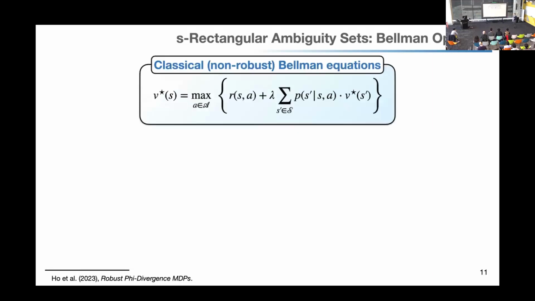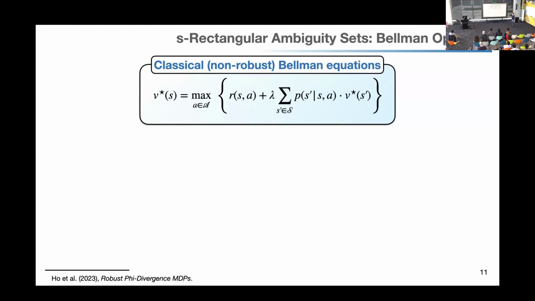Now, let us recall how we typically obtain optimal policies in traditional non-robust Markov decision processes. We normally obtain them through the Bellman optimality equations. This is a system of nonlinear equations. The unknowns here are the V stars of S. So we have one such equation for each state of the Markov decision process. And V star of S denotes the expected total discounted reward that we can expect to get if we start the Markov decision process in state S and we implement the optimal policy throughout.